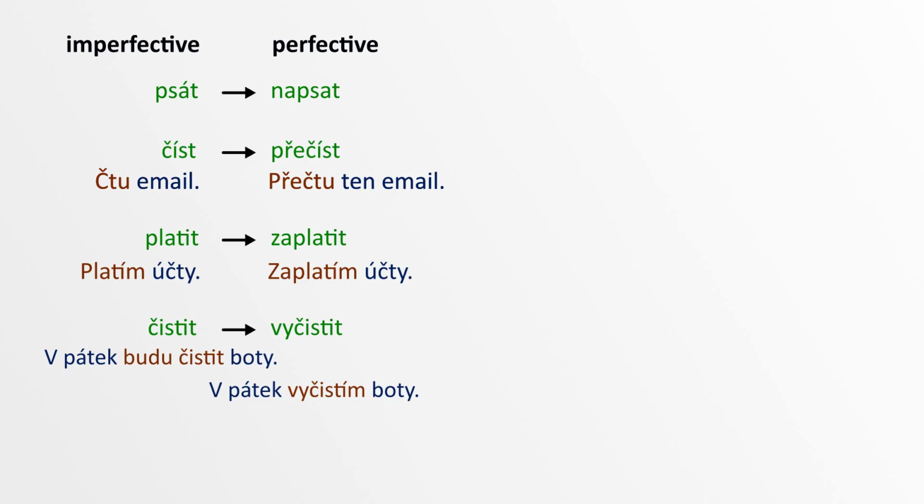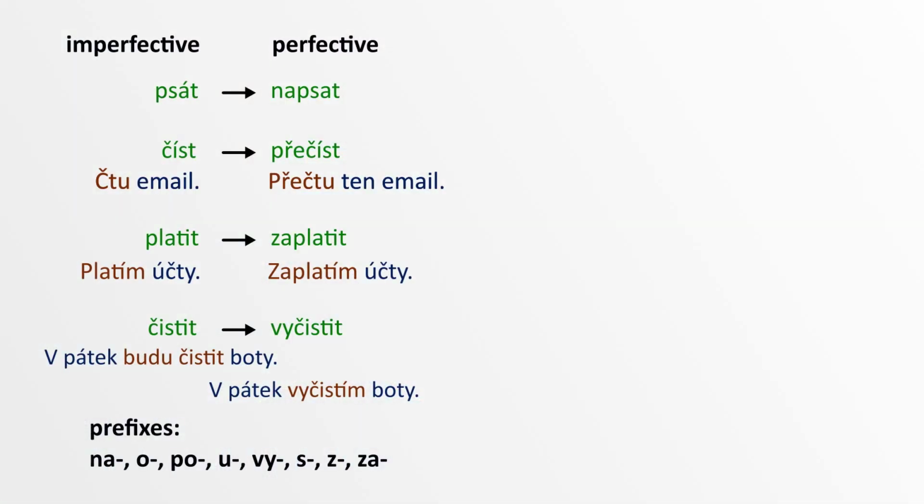Prefixes that are used typically for that purpose are na, o, po, u, vy, s, z, za. But here we have to be careful, because in the previous examples, the prefix changed only the aspect of the verb, but not the meaning. However, in other cases, a prefix can change both the aspect and the meaning.